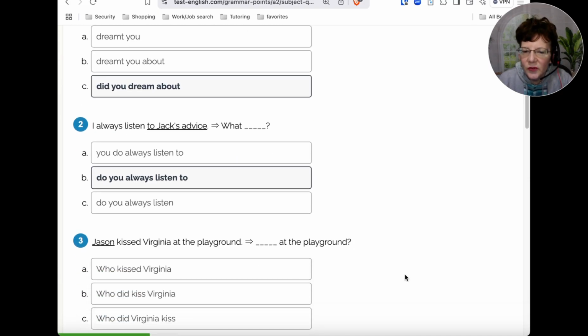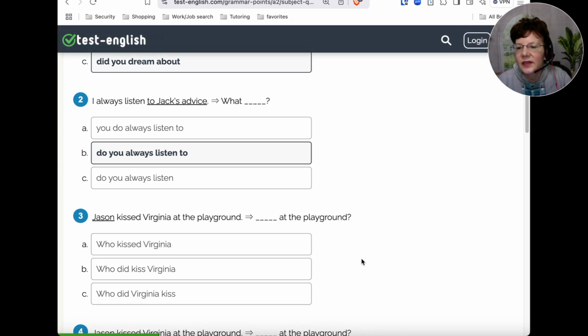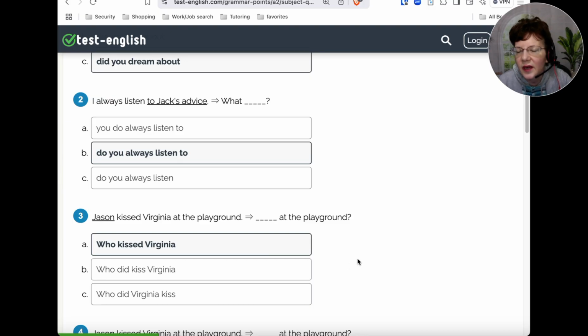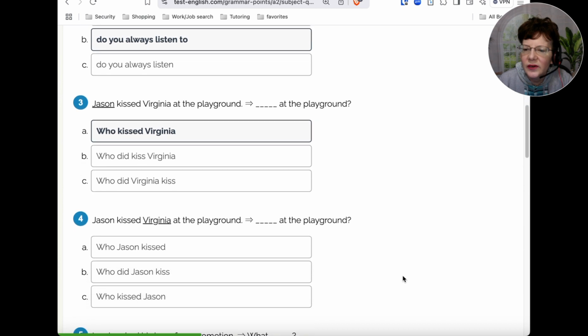All right, number 3. "Jason kissed Virginia at the playground." So we have what at the playground? So who kissed Virginia? Who did kiss Virginia? Or who did Virginia kiss? All right, so we're asking about the subject. So if you chose option A, "Who kissed Virginia?", you are correct.